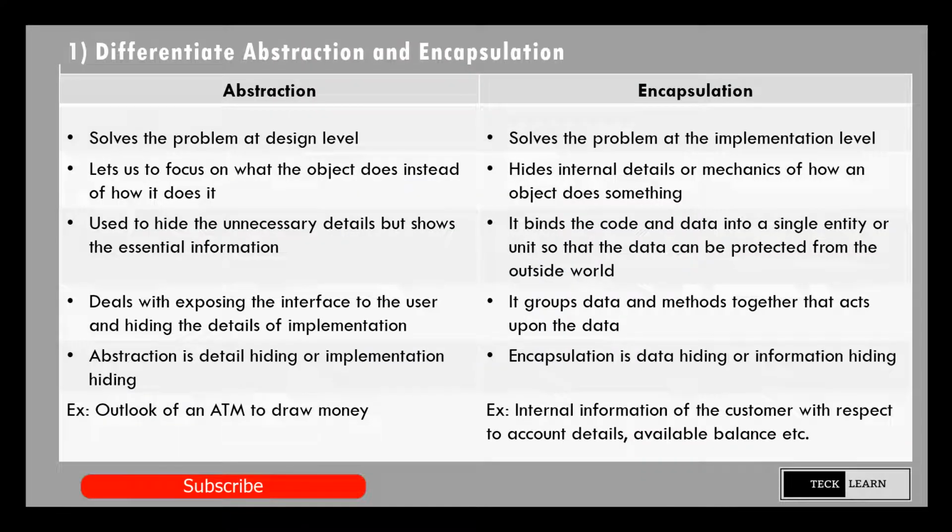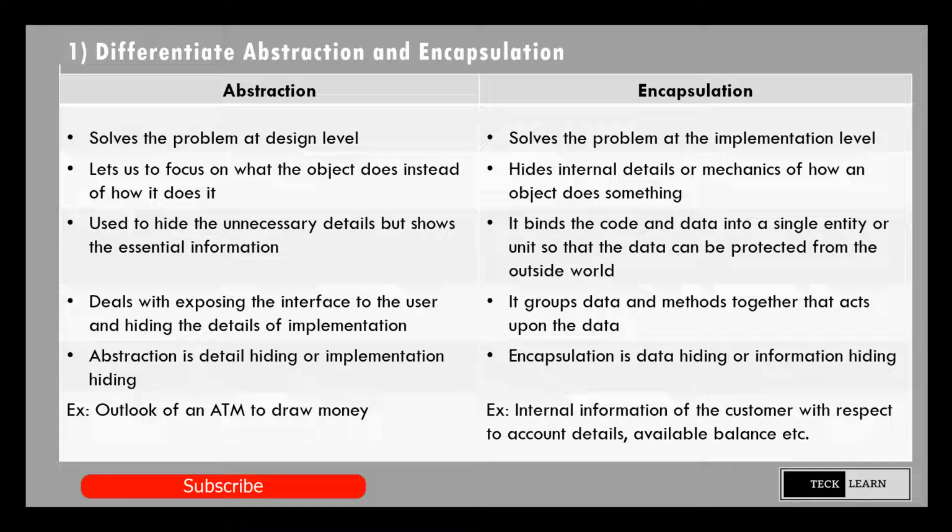1. Differentiate abstraction and encapsulation. Abstraction solves the problem at the design level, whereas encapsulation solves the problem at the implementation level. Abstraction lets us focus on what the object does instead of how it does it, whereas encapsulation hides internal details or mechanics of how an object does something.